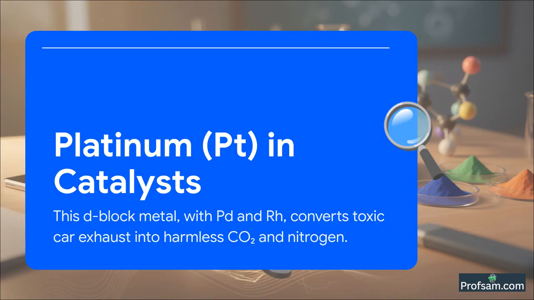And this device is coated with D-block metals, like platinum, palladium, and rhodium. Now remember their special electron structure we talked about? Those partially filled d orbitals? Well, that's what makes them master catalysts. They perform a kind of chemical magic trick. They instantly convert toxic exhaust gases into harmless substances like carbon dioxide and nitrogen.